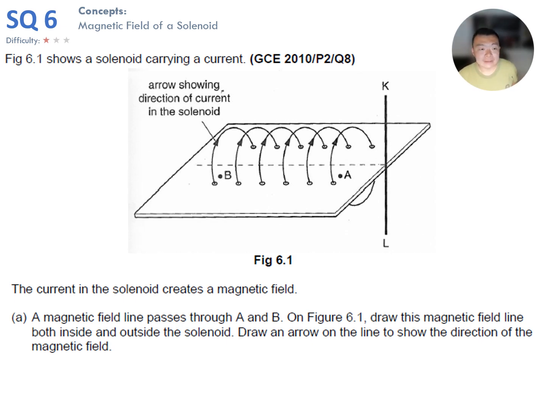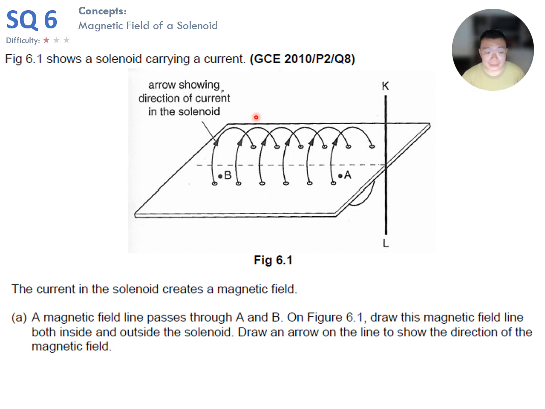This question is on the magnetic field caused by a solenoid, and we are to draw a magnetic field line both inside and outside the solenoid. So we have to use our right hand grip rule for solenoid, and our fingers will curl in the direction of the current of a solenoid. And if we do that, we notice that our thumb is pointing towards the left.